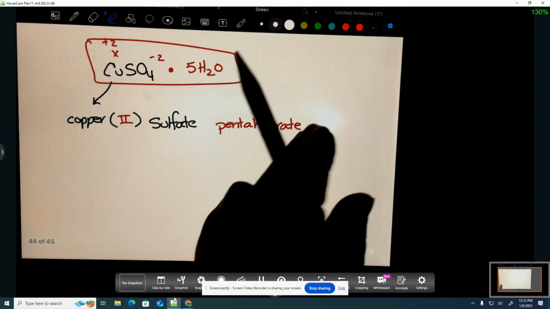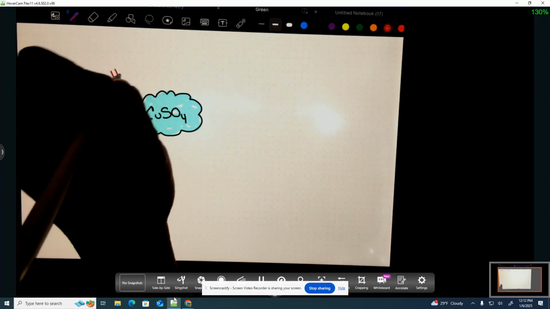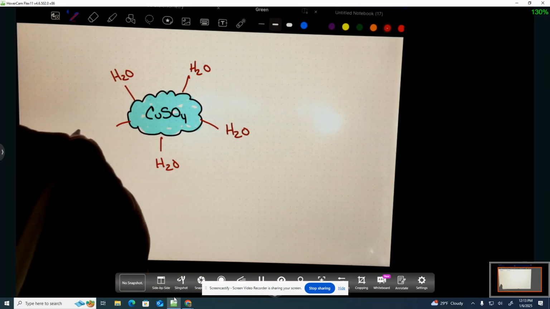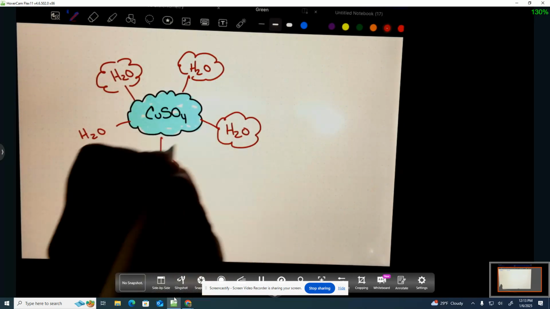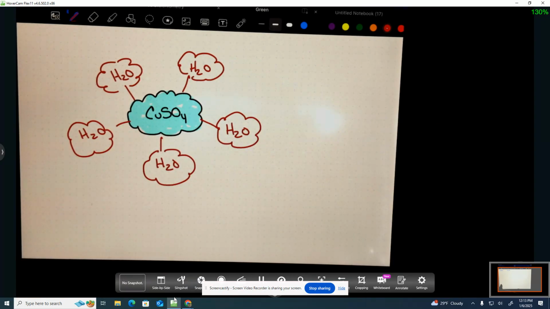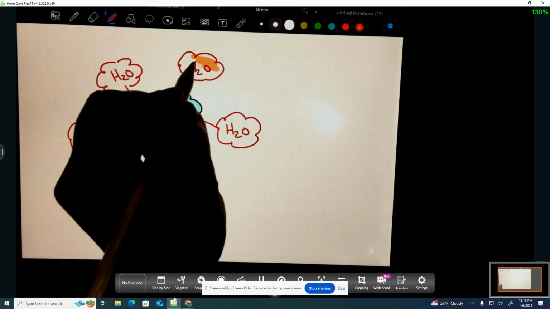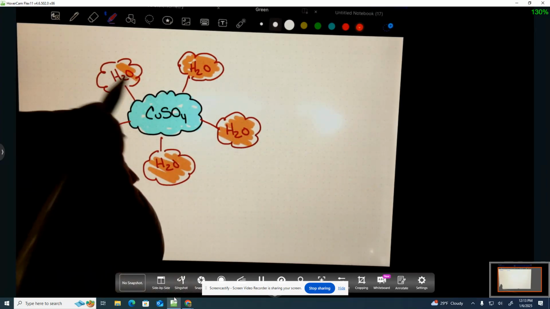How many waters are attached to that? 5. So I'll draw them in red. Here's 1 water. Here's another water. Here's another water. Here's another water. And here's the 5th water. I'm going to put them in their own little clouds because why not? Because we've got to keep ourselves entertained somehow. So we've got 5 waters attached to that copper 2 sulfate.